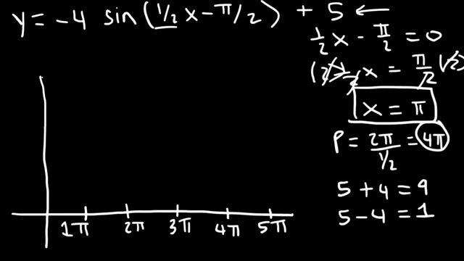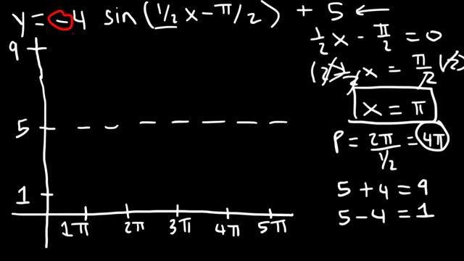So the center line is going to be at 5. And the range is from 1 to 9. So now let's plot the points on the graph. So we have a negative in front of sine. Sine will always start at the center, but because there's a negative sign in front of it, it's going to go down before it goes up.